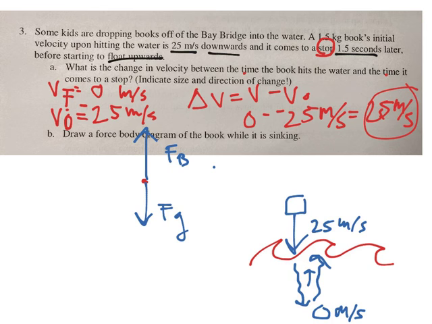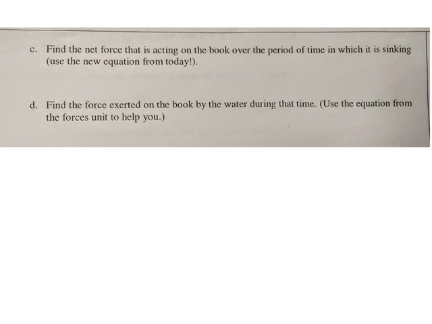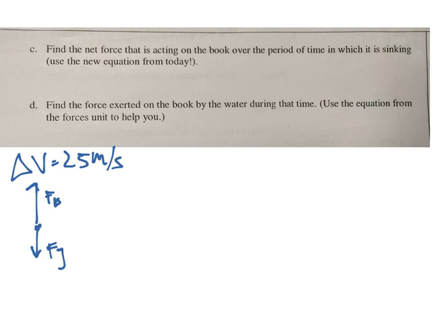So there is a part C and D to this. So here's part C and D of the same problem. So it's still our book. We know that our change in velocity is a positive 25 meters per second from A. We know that we have some force downwards, but a larger buoyancy force up. So now it says find the net force that is acting on the book over the period of time it is working.